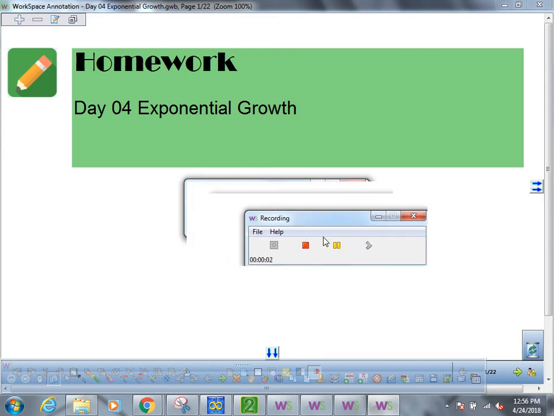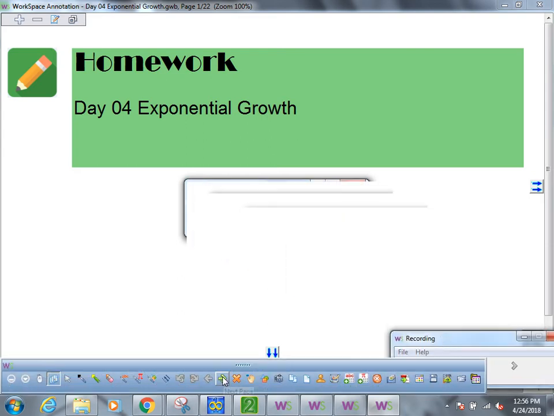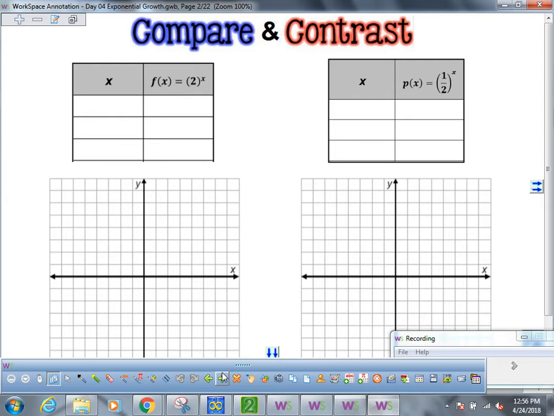Okay, so let's talk exponential growth. So I'm going to start here. I want to do about a 10-minute review on what you've been doing for the last couple weeks. All right, and so can somebody compare and contrast these two graphs?